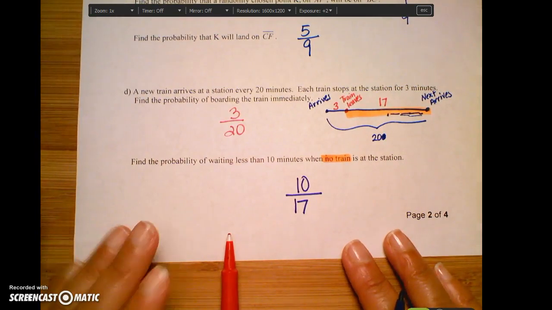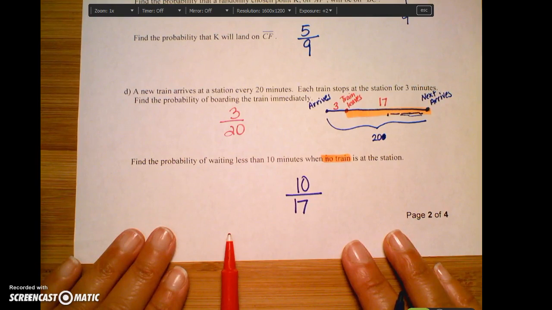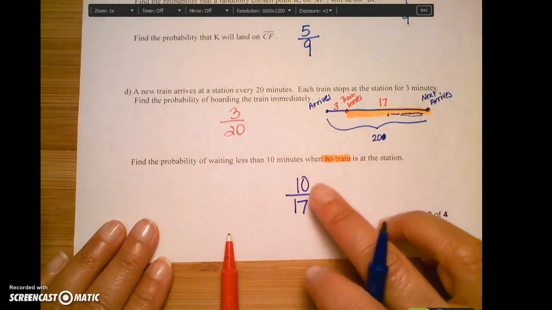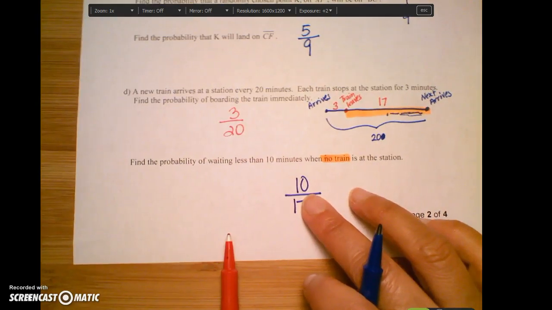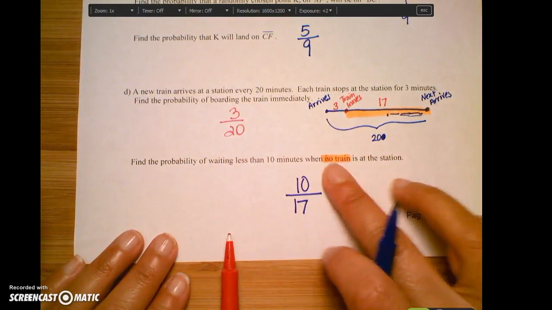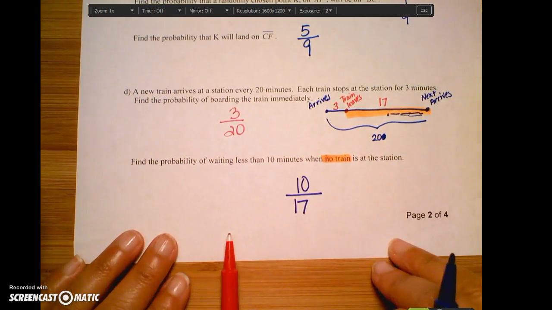Again, less than 10 minutes includes everything up to 9 minutes, 59 seconds, and 99 millionths of a second, so it's taking into account everything up to 10. So 10 out of 17 is the probability that when no train is there, when you're in the orange zone, that you'll end up waiting less than 10 minutes for the train.